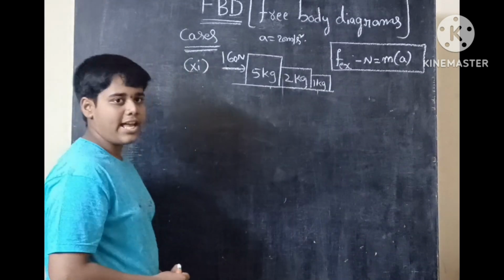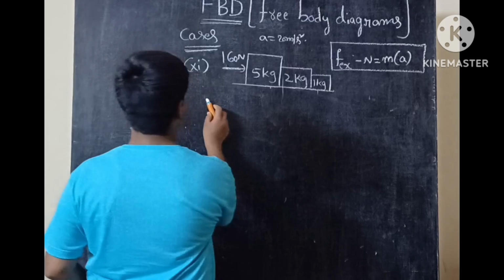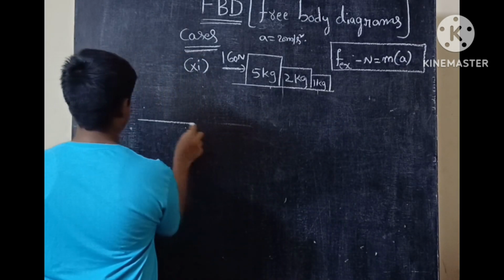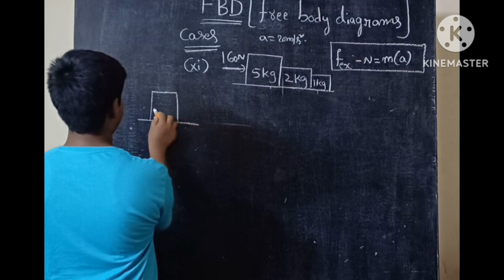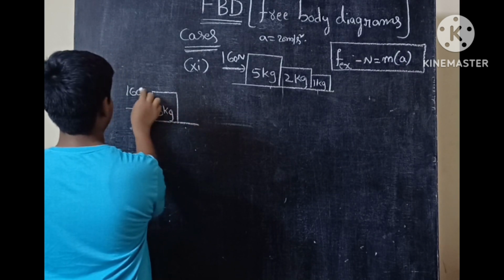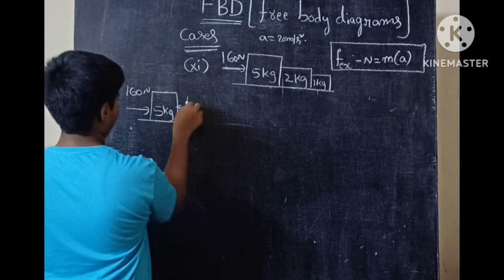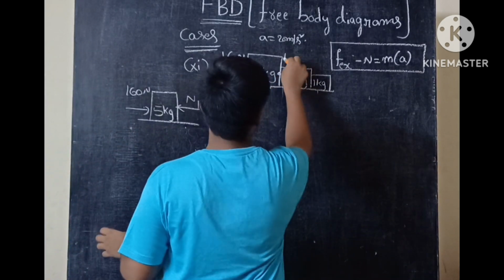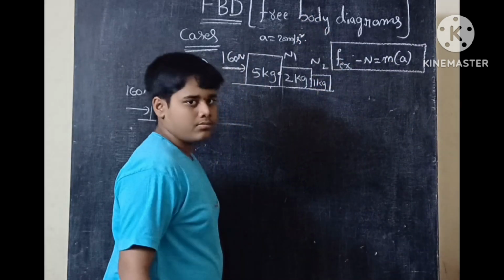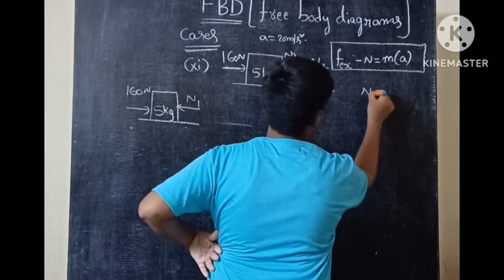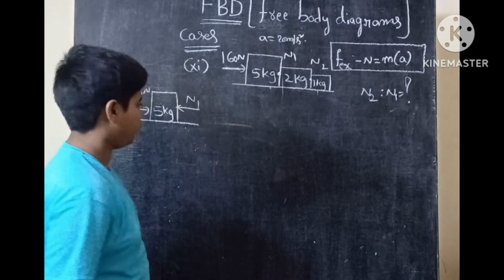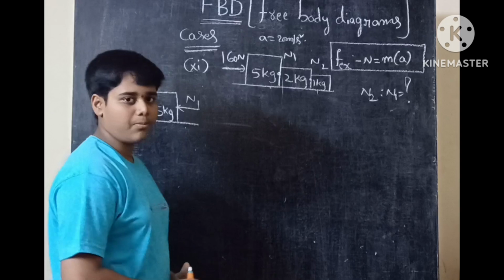If I write the FBD equations, first we have to isolate the body. First I am taking 5 kg, 160 newtons, and here I am taking N1, the normal N1, and here is N2. The final question: what is the ratio of N2 to N1? So first isolate the body.